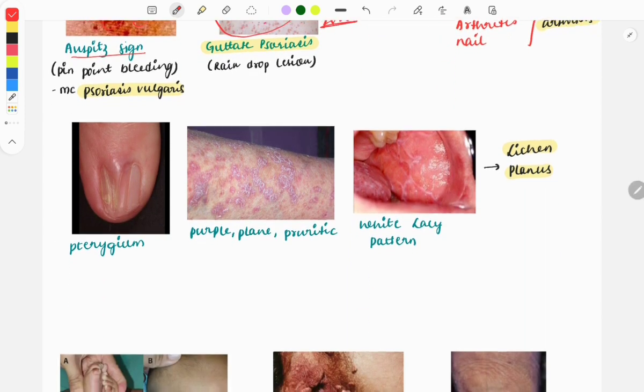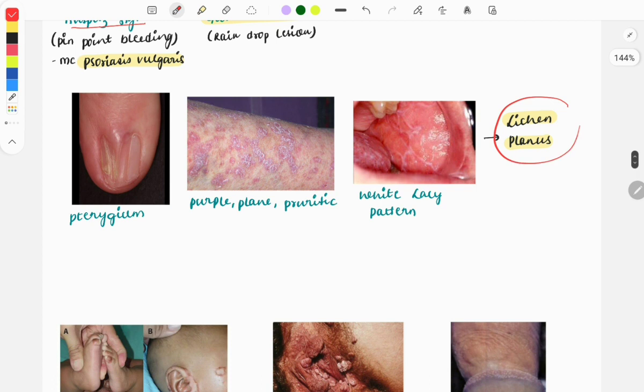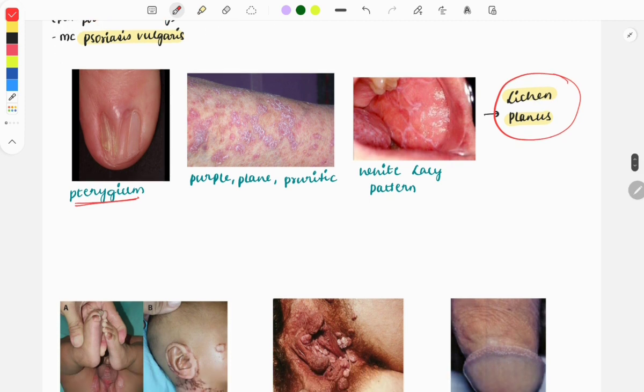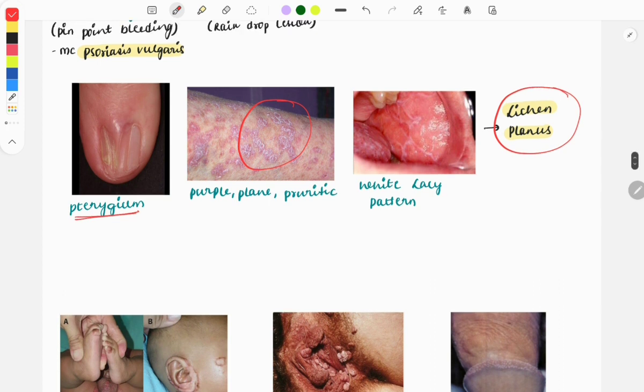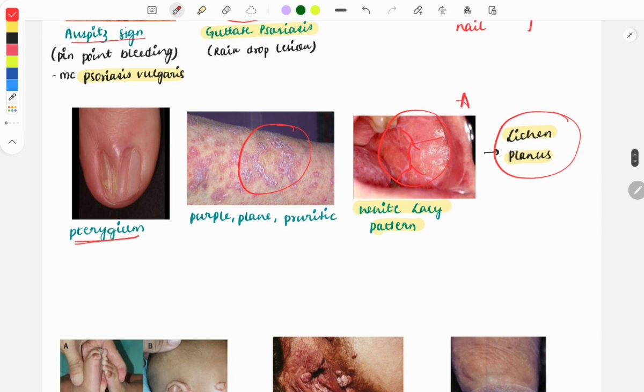Next image. These images are related to lichen planus. As you can appreciate here, the nail finding is called pterygium. And the rash seen in lichen planus is purple, plain, and pruritic. Another classical finding of lichen planus is this white lacy pattern seen in the mouth, the white lacy or reticular pattern. This was asked as an image-based question. Lichen planus is also a very important topic.